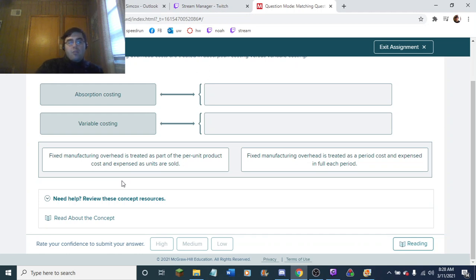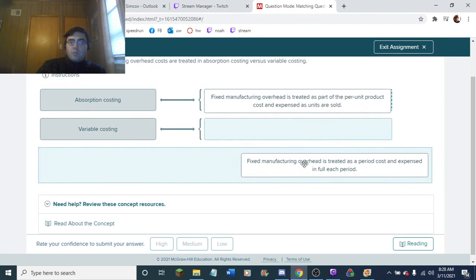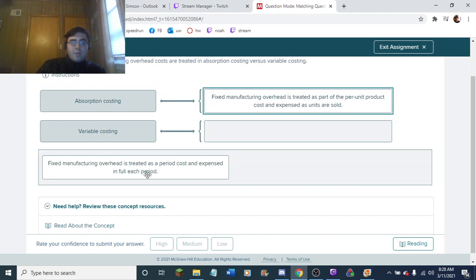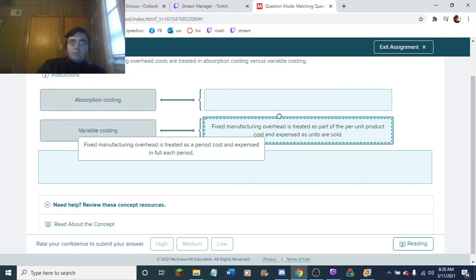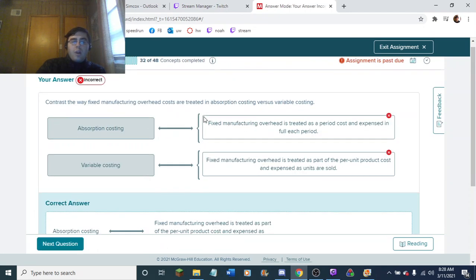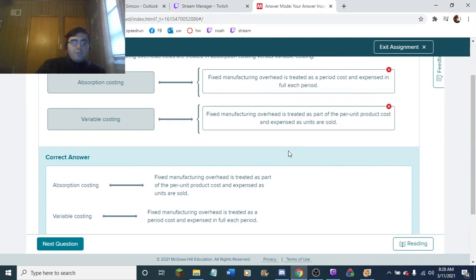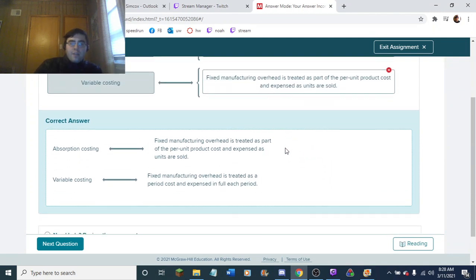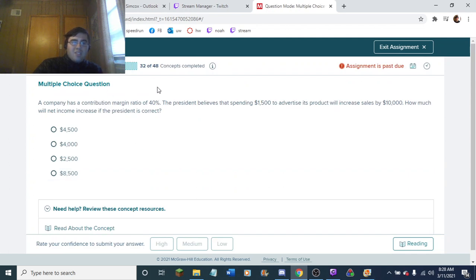Okay, fixed manufacturing overhead is treated as part of the per unit product. I'd say that's absorption. It's treated as a period cost and expense in full. Oh no. Oh, come on. It was exactly the opposite. Absorption costing: fixed manufacturing overhead is treated as part of the per unit product cost and expensed as units are sold. Variable costing: fixed manufacturing overhead is treated as a period cost and expense in full each period. Are you serious?